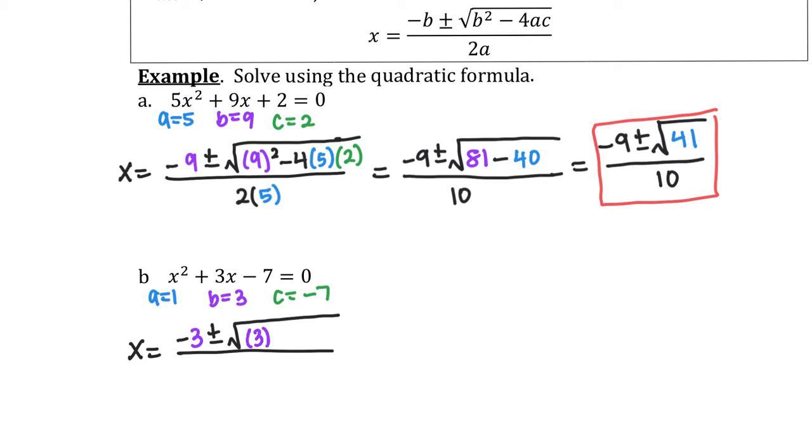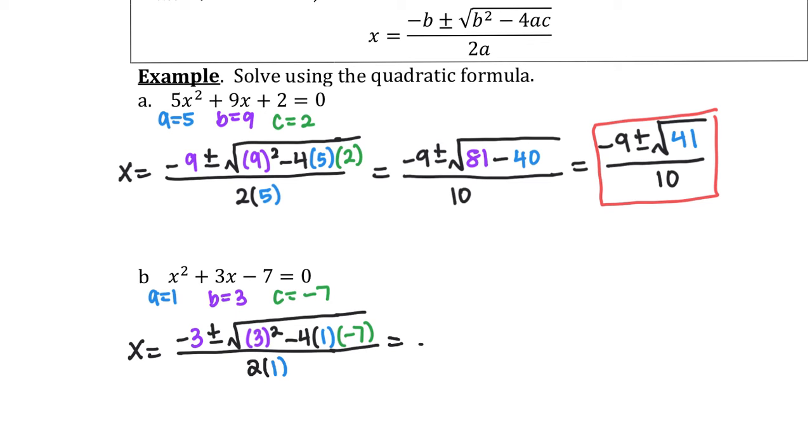3 squared minus 4 times A times C. Minus 4 times A, what's A? 1 times C, negative 7. Okay, let me make my fraction longer. And then in the denominator, 2 times A. 2 times what's A? A is 1. Okay, that's the plugging in step. That's probably the trickiest but most important step.